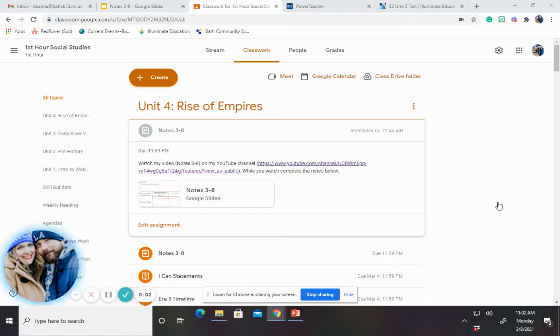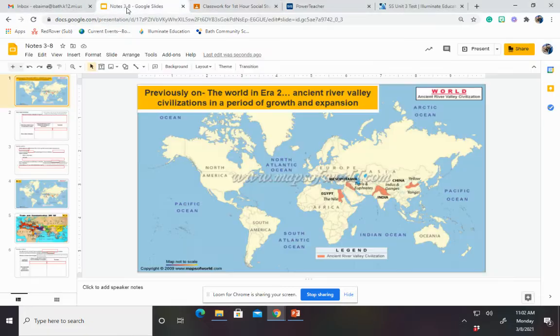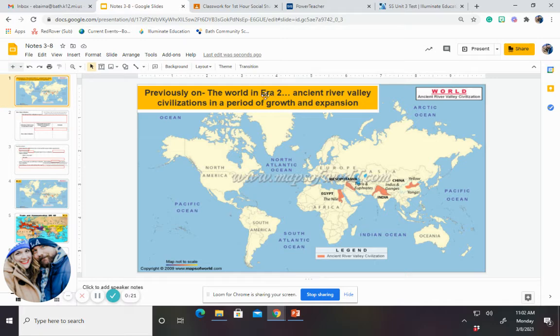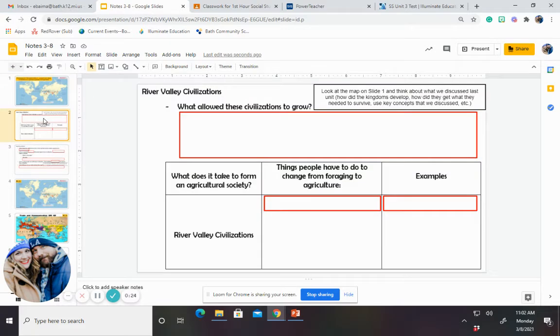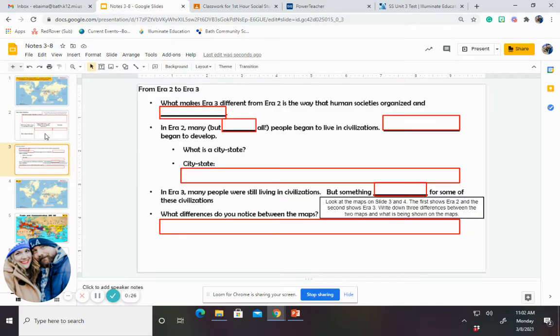We're going to be taking some notes. These notes will focus on the transition from Era 2 into Era 3. You can find the notes posted on the Google Classroom underneath the Classroom tab. They're labeled Notes 3.8. When you open up the slide presentation, you'll see that you'll be starting with a map, and then you'll follow along with the red text boxes.